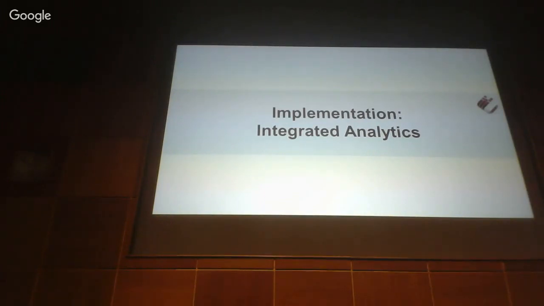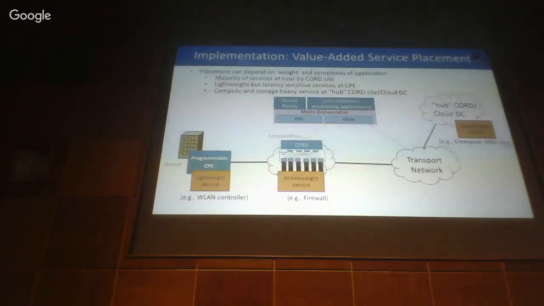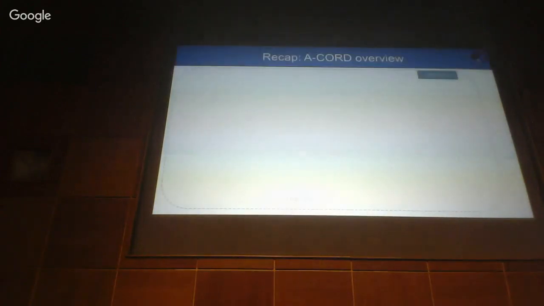Just as a reminder, the very first demo of ACORD was really the leaf-spine fabric, and there was an application there running under the ACORD umbrella that was looking for elephant flows. And once it detected an elephant flow, it automatically re-provisioned or rerouted the traffic to use a different leaf-spine hop, essentially. Okay, so integrated analytics.